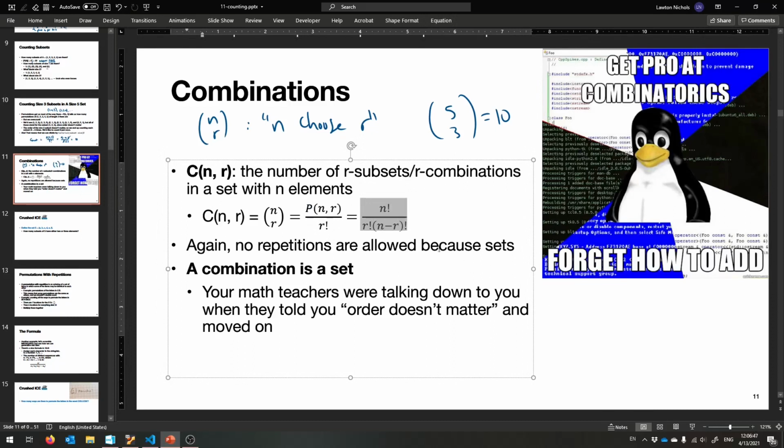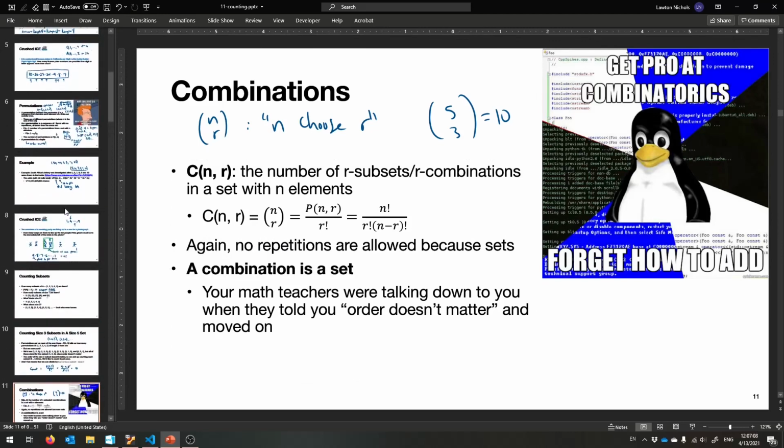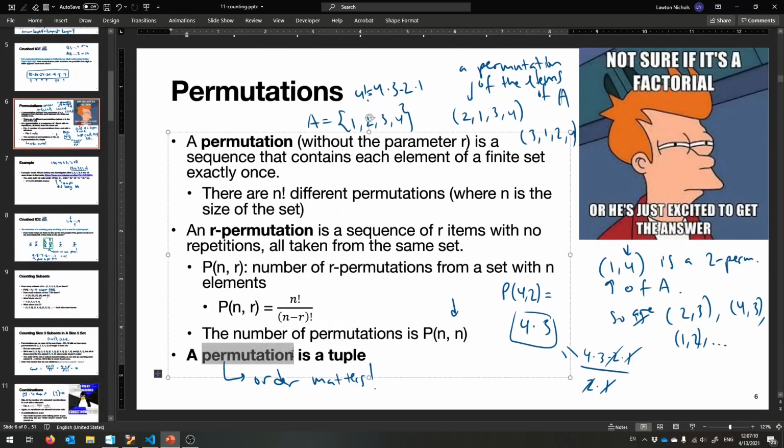That's the idea, and the whole point is we're dividing by all these ways we could repeat ourselves, right? And we don't like those because we have sets. Order doesn't matter. That's the point. So a combination is a set, and this is in contrast to a permutation, which is a tuple. Order doesn't matter.